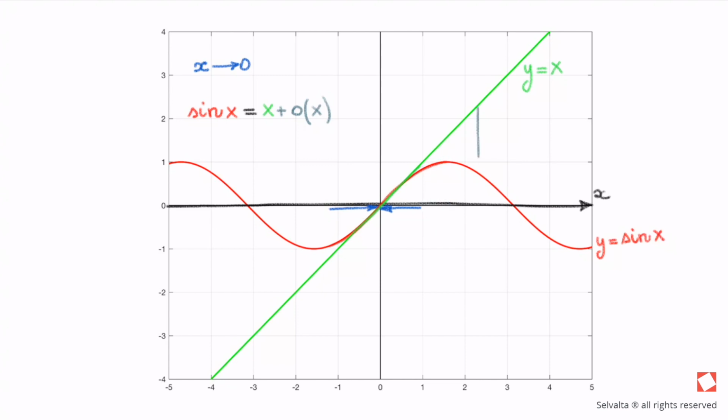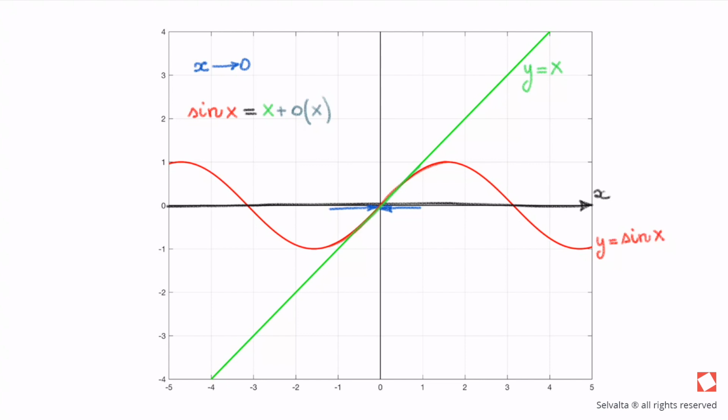Look how the distance between the red function and the green function goes rapidly to 0 as x goes to 0. Here we are. Small o of x means this. It converges to 0 more rapidly than x, so rapidly that it can be neglected with respect to x. The function sine of x is equal to the function x plus a negligible part with respect to x. Of course, we're talking of something that happens in the neighborhood of the origin.